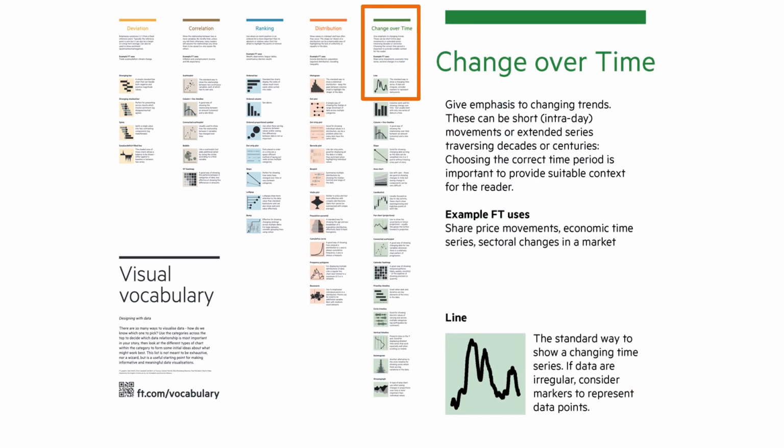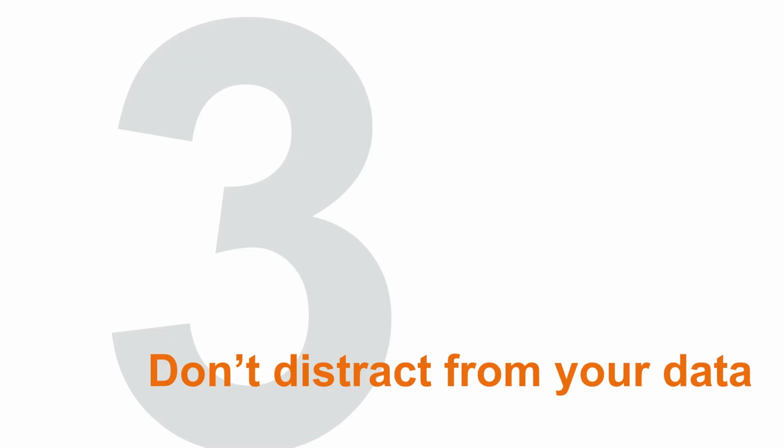But let's look at another common category, change over time. These are used to emphasize changing trends and are where you'll commonly see the use of line graphs. Third is designing your visuals in a way that doesn't distract from your data and the narrative you are trying to tell.